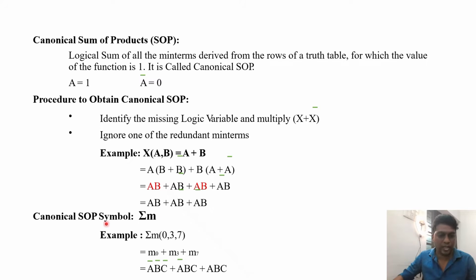The symbol for SOP is summation m. This is the summation, and for minterms we use the small letter m. For example, the summation m of 0, 3, 7 is given. Here the maximum value is 7 and the minimum is 0, so it is a 3-bit representation. It is represented by M0 plus M3 plus M7. From the table, M0 is A bar, B bar, C bar. M3 is A bar, B, C, plus for M7 it is A, B, C.